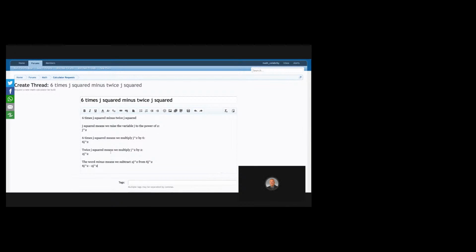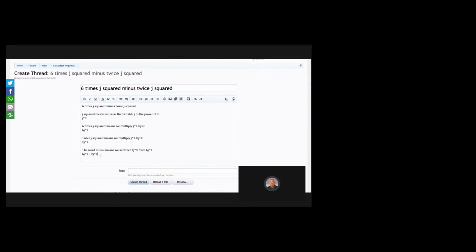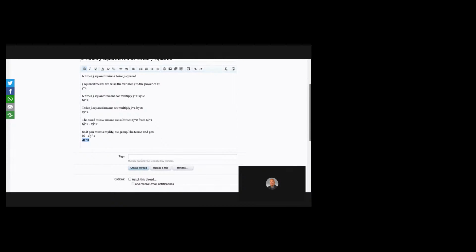Now, depending on your teacher or your class or the multiple choice exam you're taking, sometimes this will be your final answer. But because we have like terms, sometimes they will ask you to simplify. So if you must simplify, we group like terms and get, this is really 6 minus 2 j squared, because we have 6j squared and 2j squared. They're matching terms, so we group the coefficients, and that gives us 4j squared. So let's just bold that. Got algebraic expressions, dealt with exponents, and that is that.